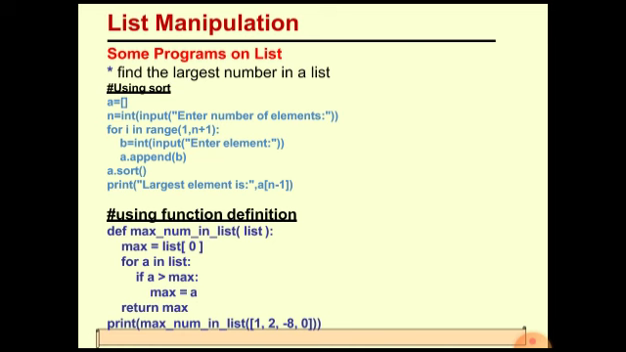So here in A, we have first created a blank list, and then in n we are inputting the number of elements in the list. It is an integer value. This input function is used for getting the input from the user, and that input is in the form of a string, as all of you know.